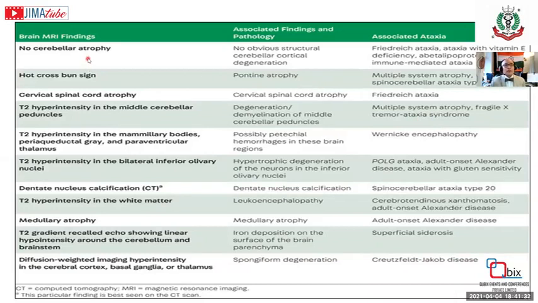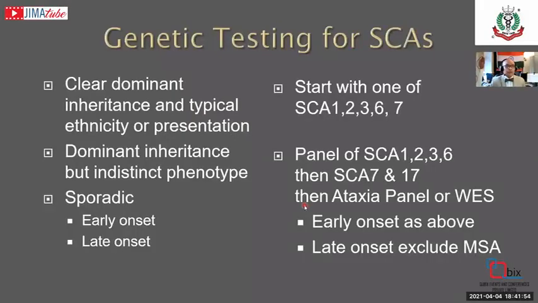So when there is a hot cross bun sign, I've shown you one. When there's a dentate nucleus calcification, it may be one of the spinocerebellar ataxia specific types. So there are MRI features of various different cerebellar disorders that will help you identify the pathology, including CJD out here, you can see.